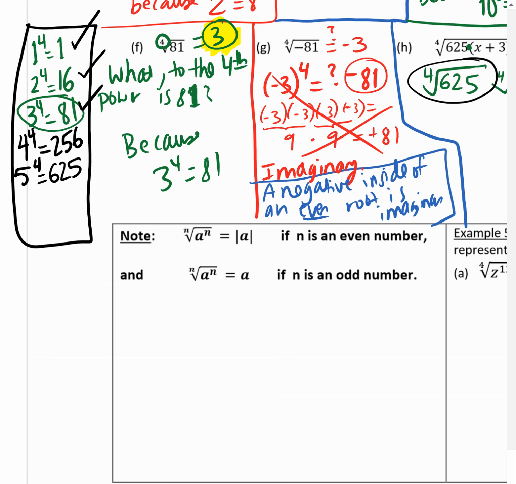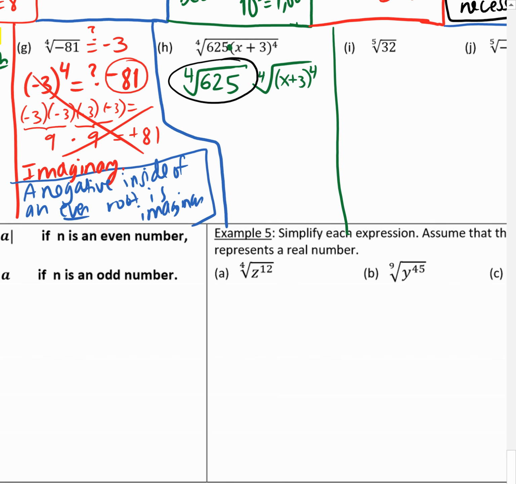I think 5 to the fourth power is 625. 5 times 5 is 25. Times a third 5 gives you 125. 125 times one more 5 is 625. So the answer must be 5. Anyway, if you get stuck and you say, oh my gosh, I have no idea what the fourth root of 625 is, just start trying to raise things to this power. 1 to that power, 2 to that power. Keep going and you'll get there eventually.